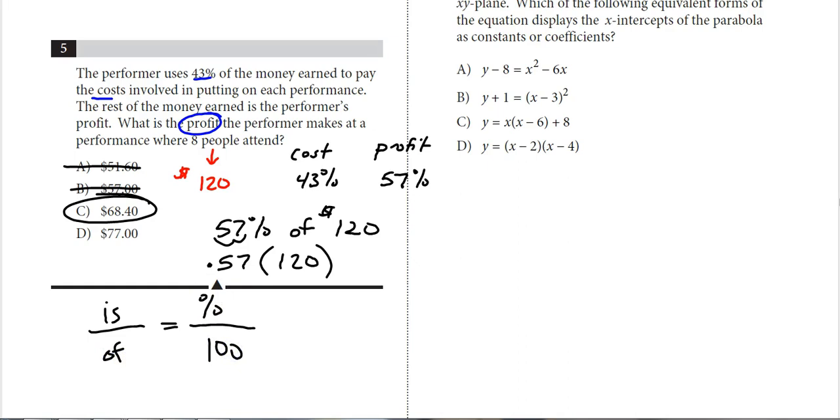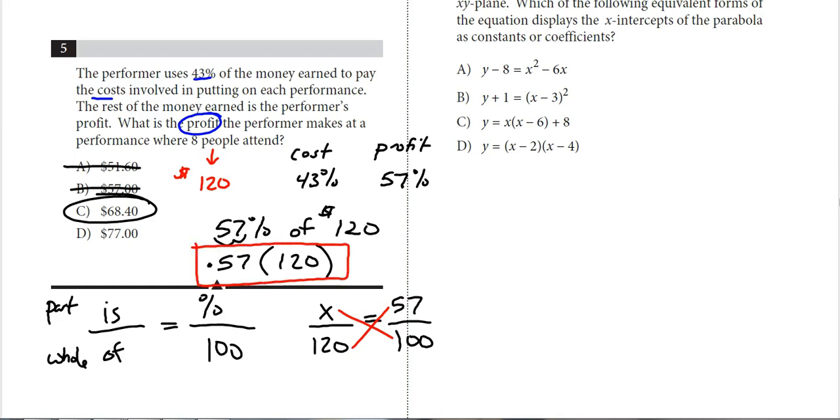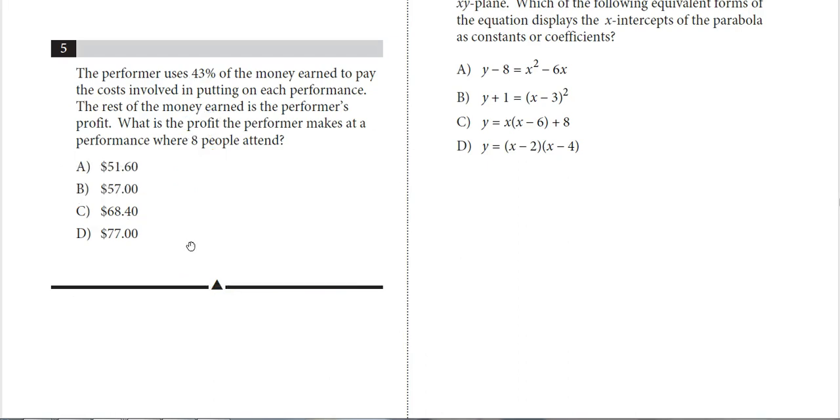This way you don't have to change a percent to a decimal, but basically you're looking at the part out of the whole. Somebody may have set this one up and said, well, 57% of 120, so my "of" is 120, my percent is 57. 100 always goes there because that's what percent means. It means per 100. And then you'd have to solve for x, and you would cross multiply and get the answer that way. Much faster, much easier to just learn this shortcut and use it.